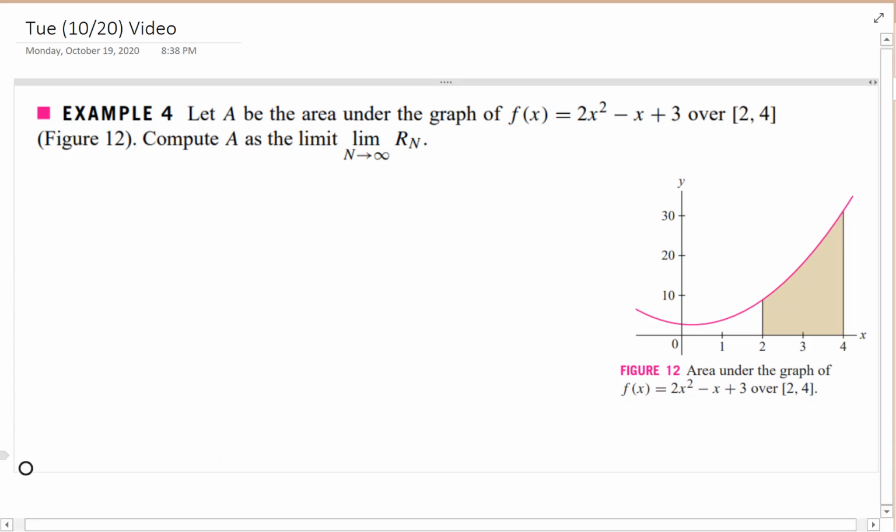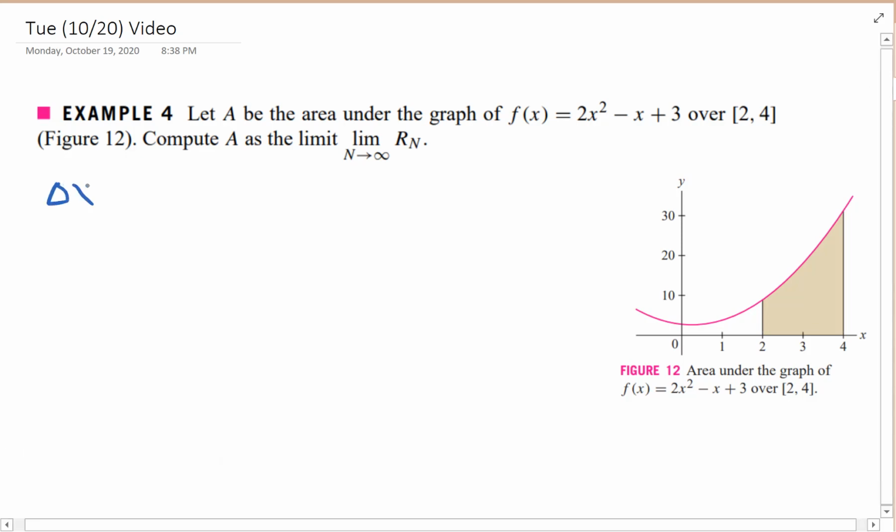First, we will find delta x, which is equal to b minus a over n. B is the ending point of the interval, so in this case that would be 4, and a is the first part of the interval, so that is 2. 4 minus 2 over n, so 2 over n is delta x.